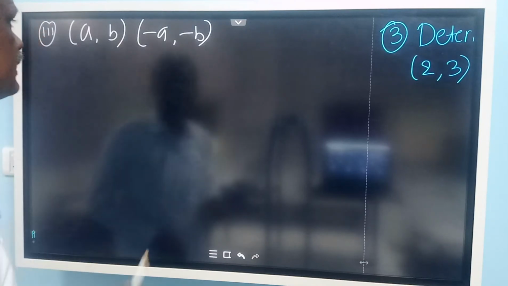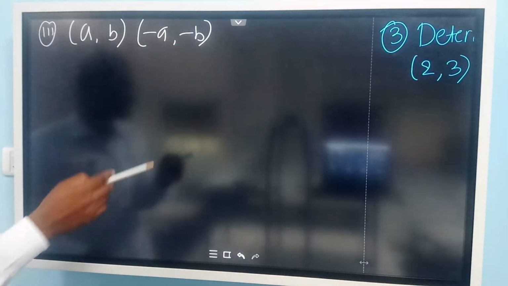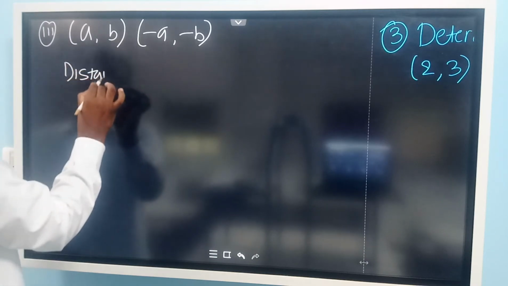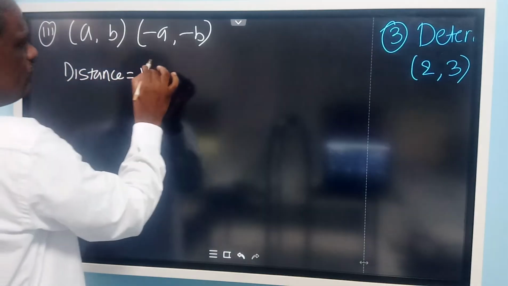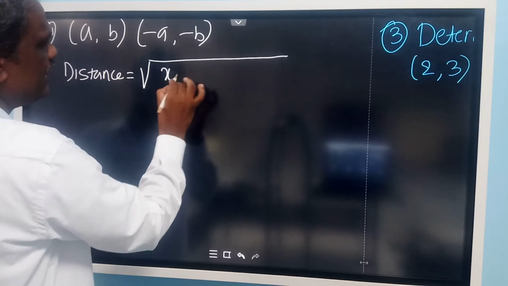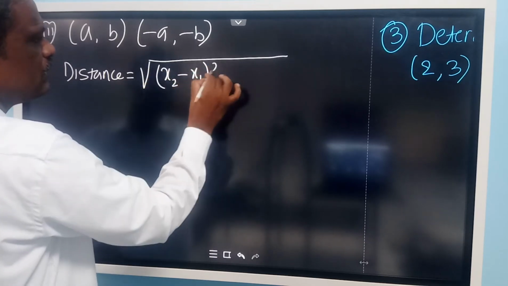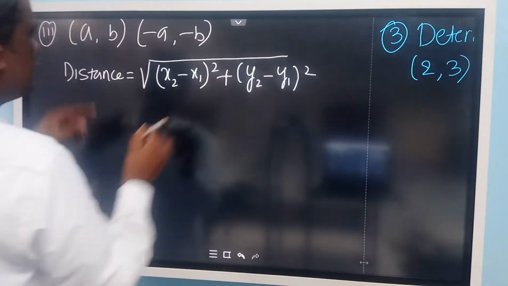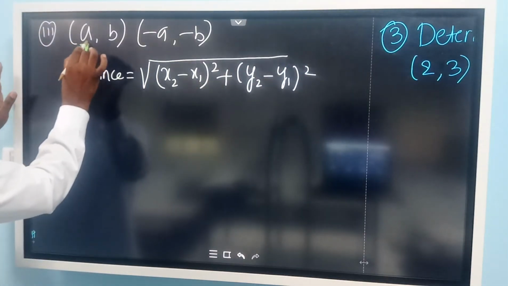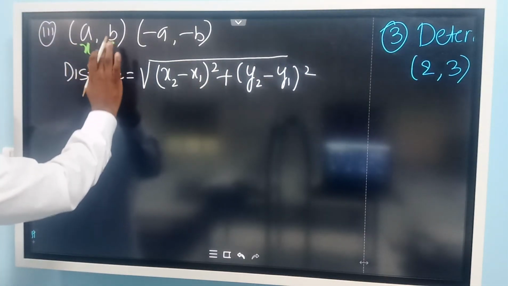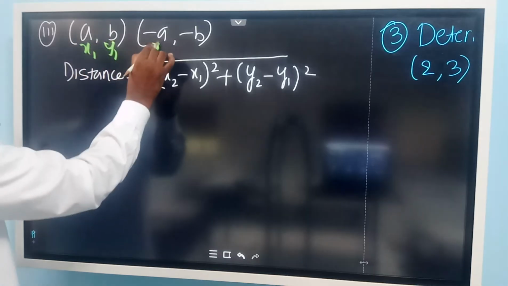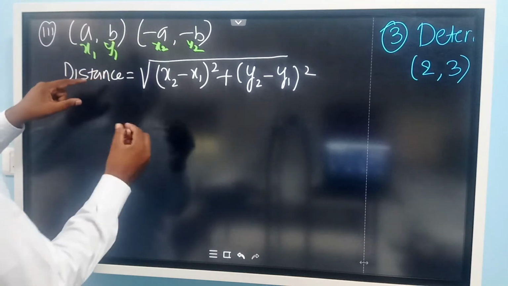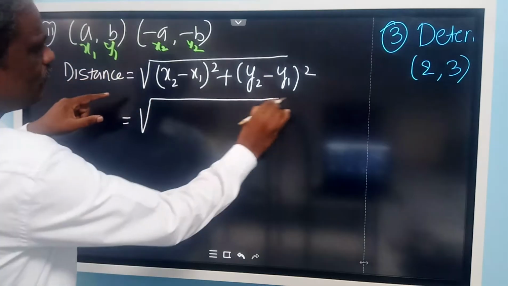The points are a comma b and minus a comma minus b. You know the distance formula? Distance between 2 points is root of x2 minus x1 the whole square plus y2 minus y1 the whole square. So now you have to identify here, this is x1, y1, this is x2, y2. Okay, now let us write the formula, substitute in this formula.